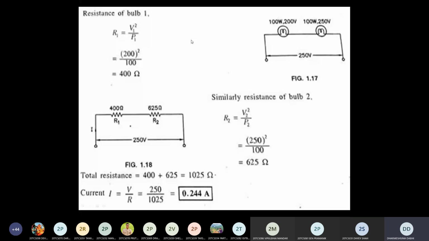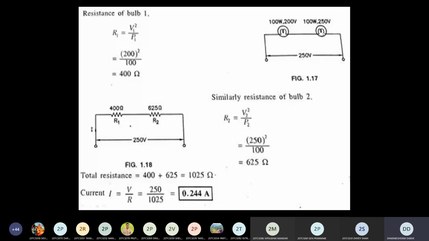As we know the equation of power, P is equal to V square by R. From that we get resistance, R is equal to V square by P. The first bulb has voltage 200 volt and power 100 watt, so bulb 1 has resistance 400 ohm. Same way, the second bulb has the same wattage rating, but the volt rating is 250. So R2 is V square by P2, with V 250 and P 100 watt, so the second bulb resistance is 625 ohm.